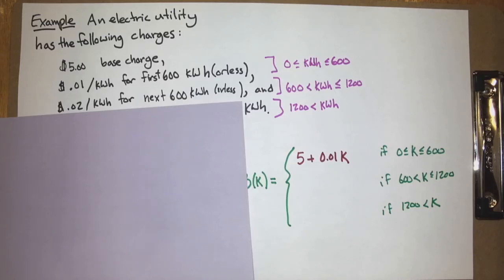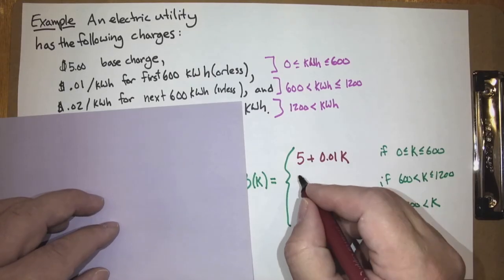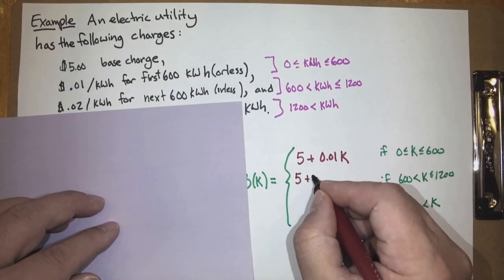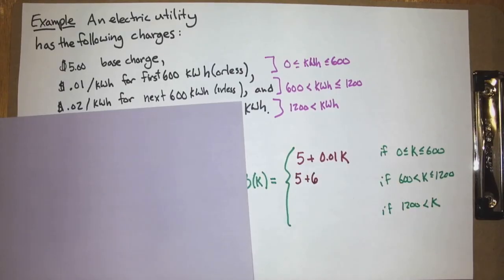We're using 600 kilowatt hours. It's costing us 1 cent for each one of those kilowatt hours. How much will the first 600 kilowatt hours run us? $6. So we have the base. We add those first 600 hours.